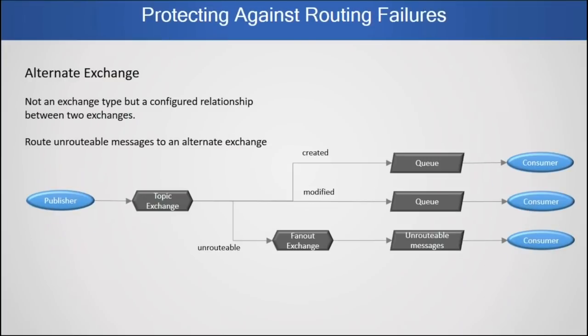We can protect against routing failures with an alternate exchange. Again, it's not an exchange type, it's just a configured relationship between two exchanges. This can be useful if a publisher might put a routing key that we don't support, or maybe a problem in the topology. And there's even some very clever uses of alternate exchanges to perform some clever routing.